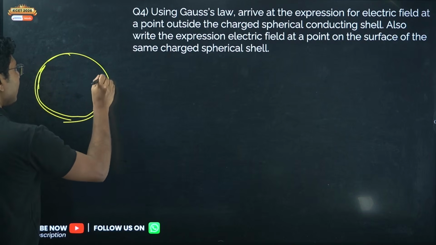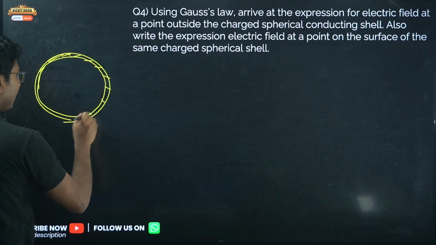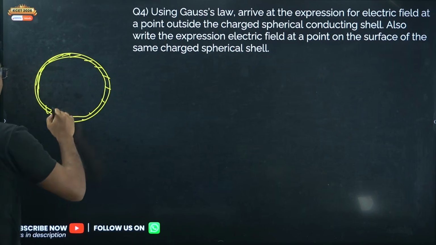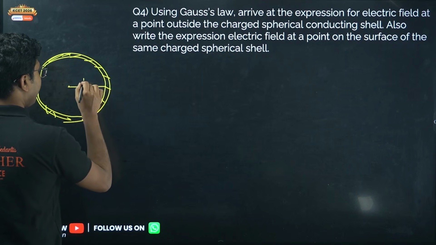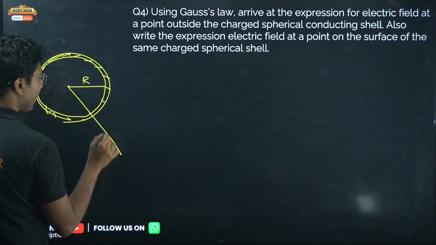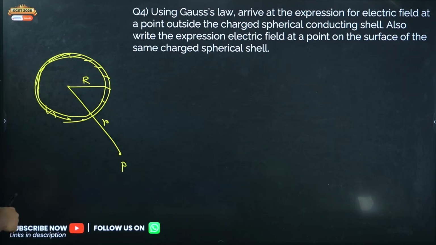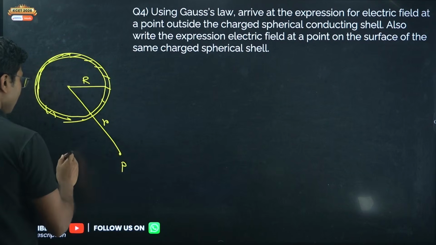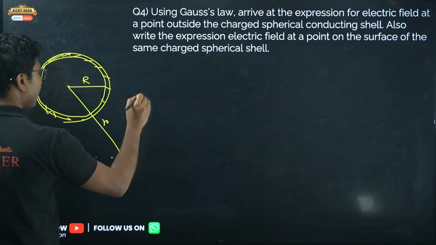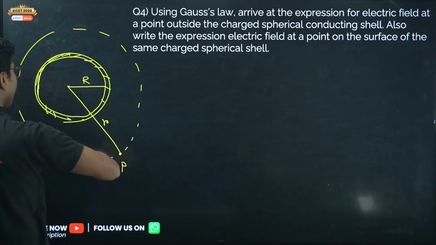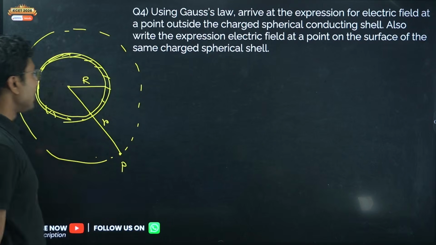Spherical shell means only this much is material, remaining part is vacant. So this is the shell. Now the radius of the shell is given by capital R, and we are trying to find the electric field at a distance small r, say at a point P. So how to do that? Obviously Gauss's law. When you get this question, they might also ask you to state Gauss's law and hence find the field.